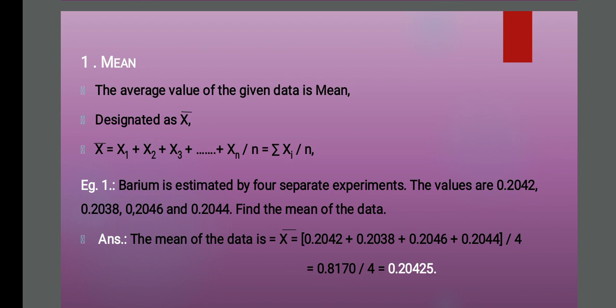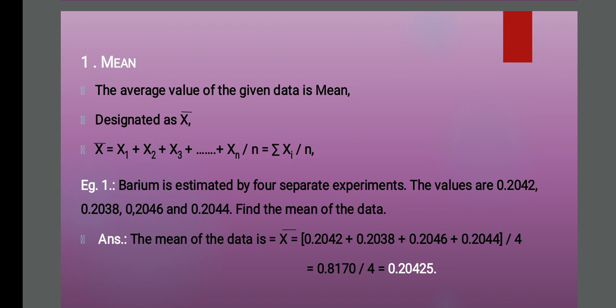If the values are x1, x2, x3, x4 and up to xn, how to find the mean? x bar is nothing but the sum of xi divided by n. Sum of xi divided by n. This we call mean. And I'll give an example for you.